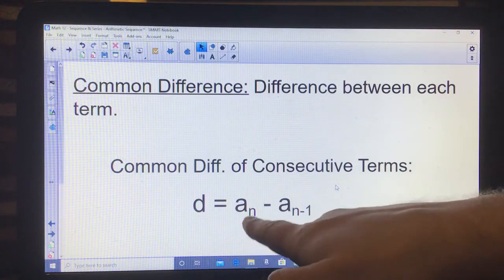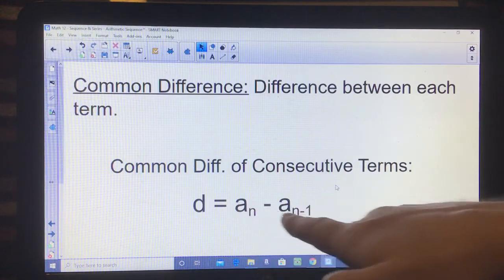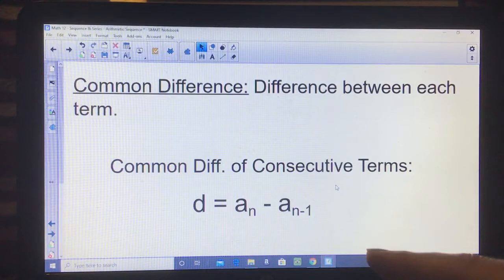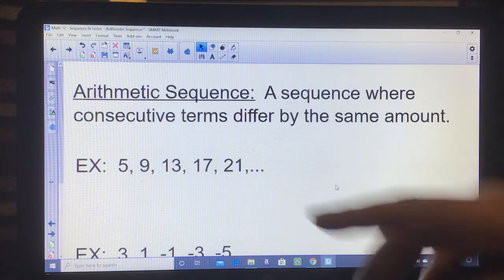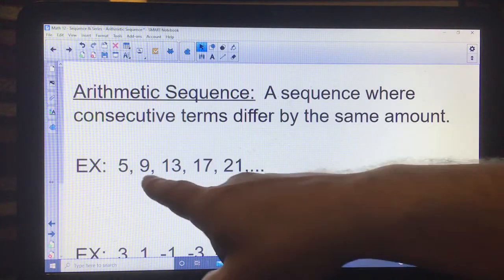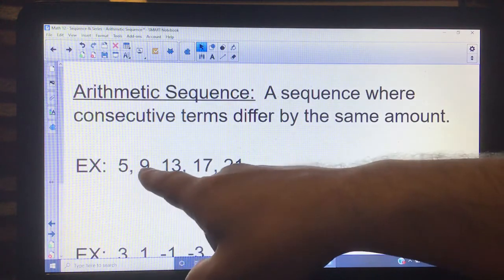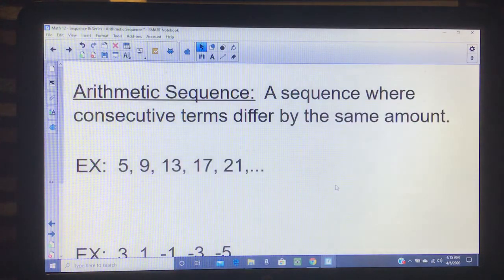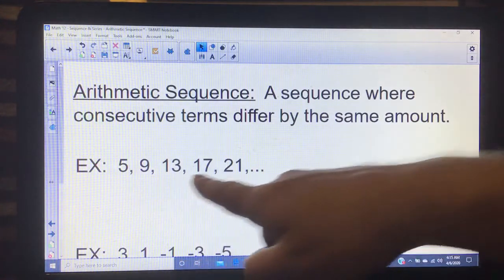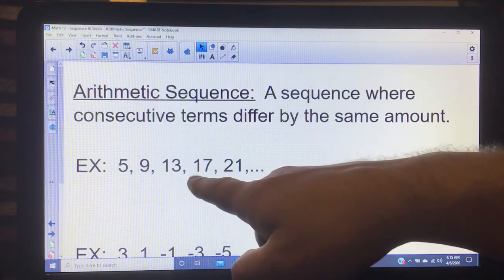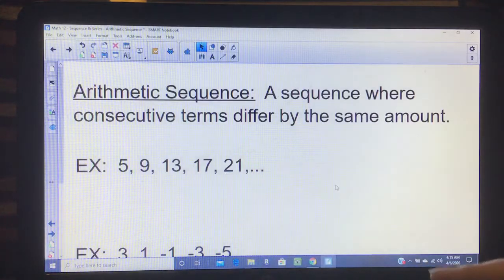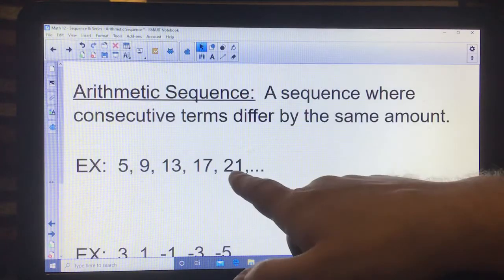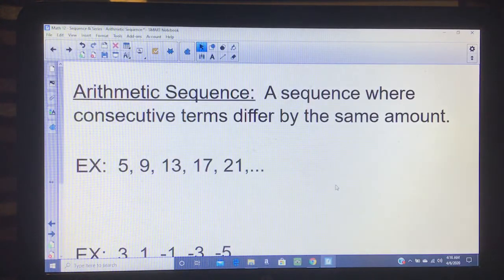For example, I could take term 5 and subtract off term 4. If two terms are next to each other, you can just subtract them. If I wanted the common difference for these, I could take term 2 minus term 1. 9 minus 5 gives me 4. That's the difference I would have to jump up to get them. Or I could take term 5 minus term 4. In this formula, that could be 5 minus 1, which would be 4. So if I took the 5th term minus the 4th term, notice it still gives me 4.